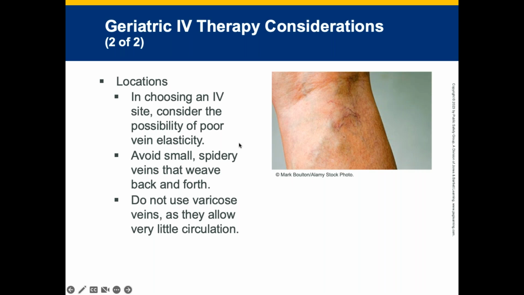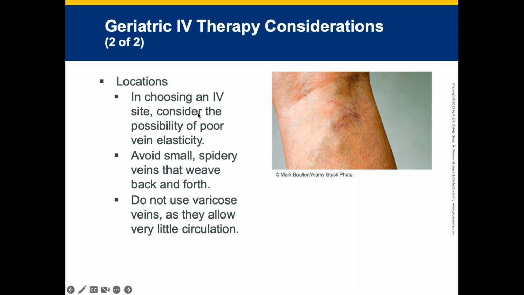All right, so as far as locations and choosing an IV site, consider the possibility of poor vein elasticity. As you can see on the back here, the back of the wrist, you do have some veins. You can see my mouse moving here. There's one that runs here and one that runs here, right? Do you see the bumps that I'm highlighting? Can you guys see that? Those are valves. That's a problem with those.